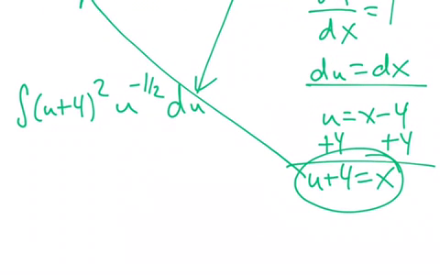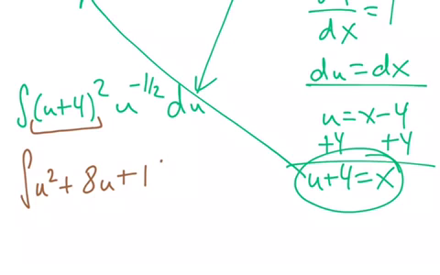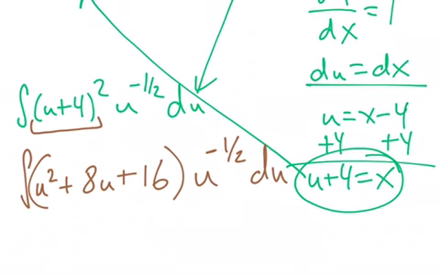All right, so the first thing you want to do is expand this, and please, when you expand this, don't make me cry. This is u squared plus 8u plus 16. Do not write u squared plus 16. That would be a doo-doo pie. Times u to the negative 1/2 du.